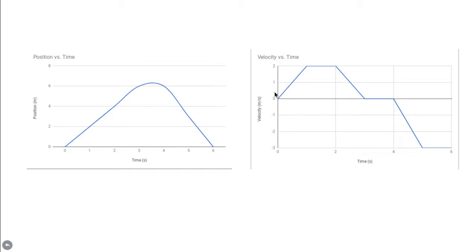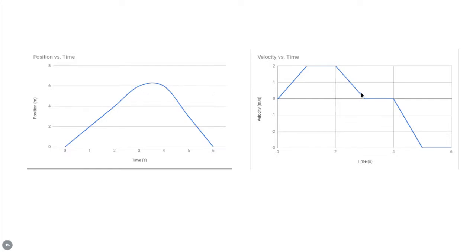So if we look here, we start at 0 meters per second, and that's where we start. And we speed up to 2 meters per second in that first second. And then we keep going 2 meters per second. That's why that's flat there.